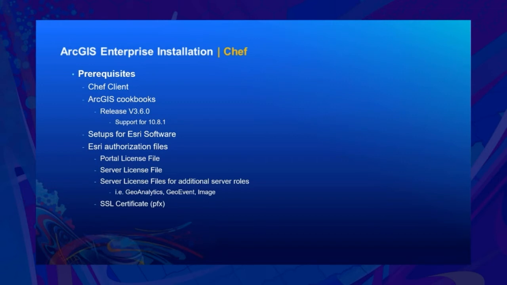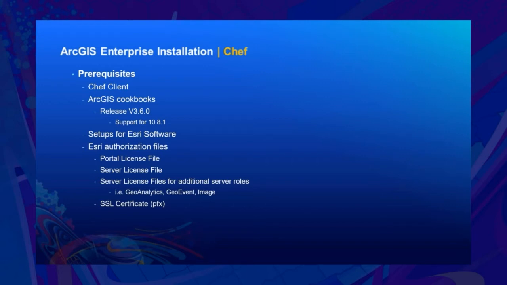Verify that you have the correct Chef client version for the ArcGIS release you are deploying. For example, the ArcGIS Cookbook Release version 360 supports Chef Client 14. If you want to use Chef Client 15, then make sure and use the release version 361. Also, make sure the ArcGIS Cookbook release you select contains the ArcGIS version you want to deploy.